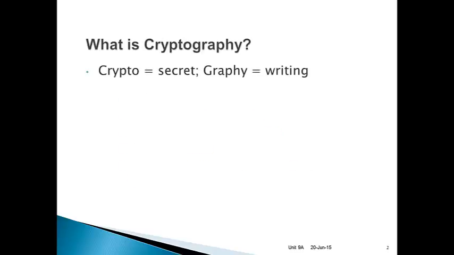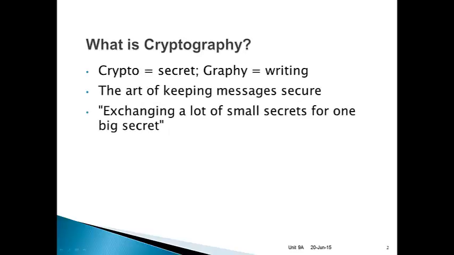What's cryptography? Cryptography comes from the words for secret and writing, and this describes very well what the field is about. It's about writing in secret such that you can convey a message to somebody, but somebody in the middle who gets that message can't figure out what it says. It's the art of keeping messages secure. You're exchanging a lot of small secrets for one big secret.